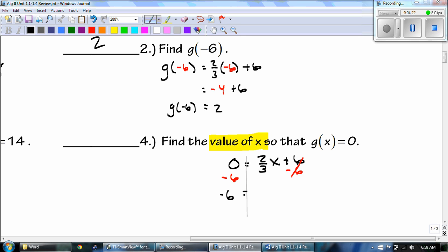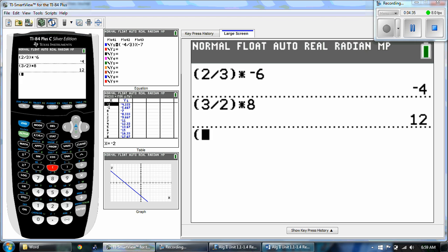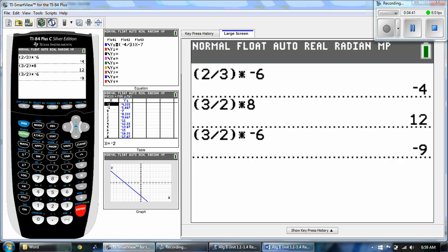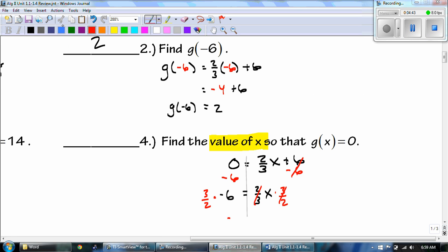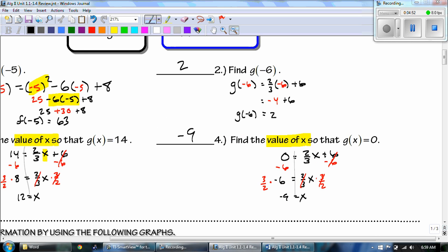I get -6 equals 2/3 x. And then we have to multiply by the reciprocal. So I have 3/2 times -6. And we get -9. Okay. So that's the first 4.